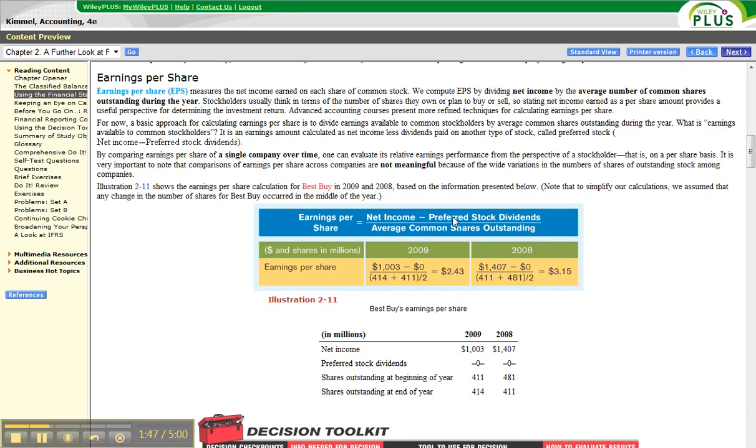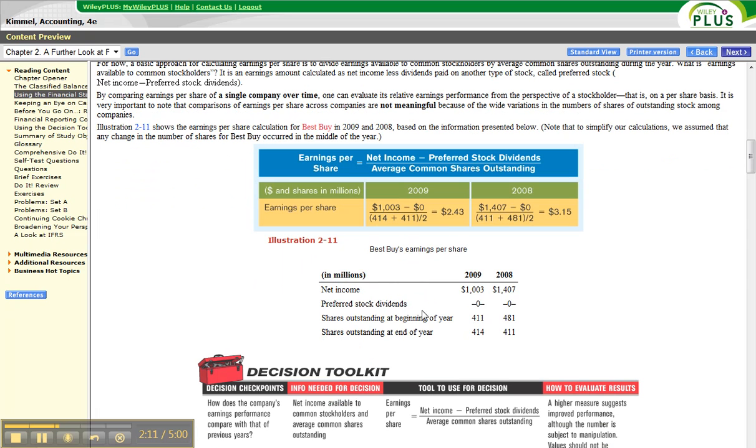If there's no preferred stock dividends, which is typical in this class, then you just divide net income by the average common shares outstanding. Average common shares outstanding is derived by taking the beginning shares that are outstanding or issued to stockholders plus the ending and dividing by 2. And so you can do the calculation like this from the data right here. You can see net income is this number, so that amount divided by the average shares. So you find the average amounts by taking the beginning of the year amount, adding the end of the year amount, and then dividing by 2.